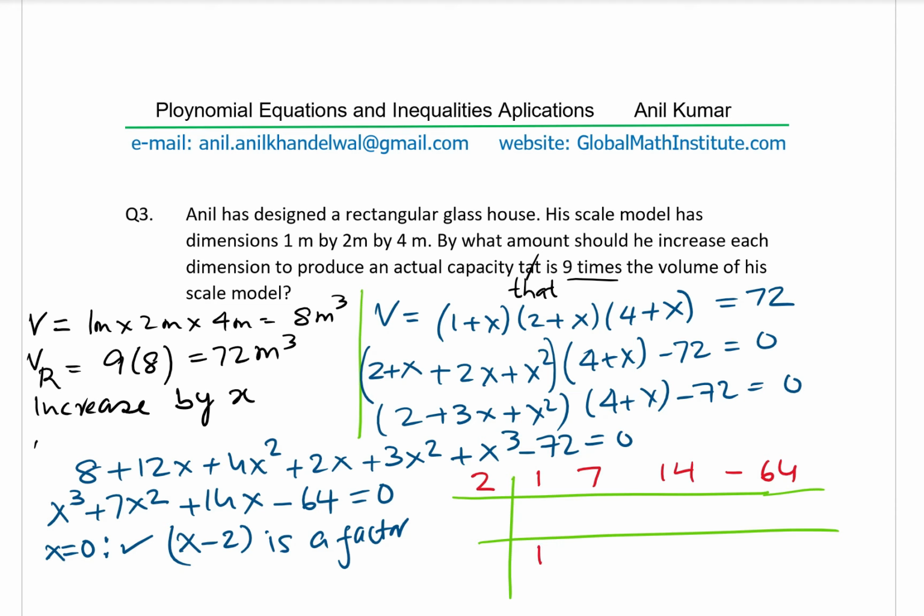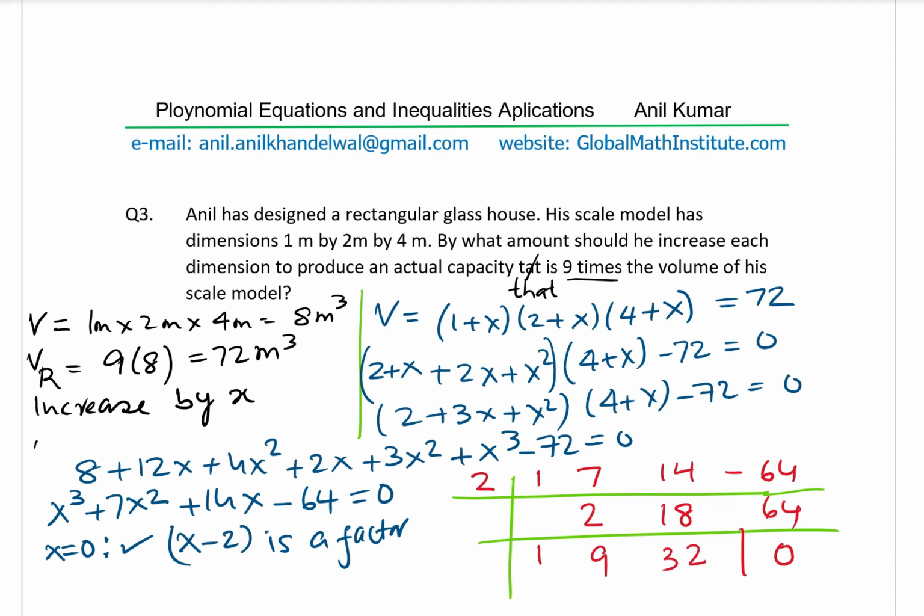So bring down 1, multiply by 2, you get 2. Add them, 9, multiply, you get 18. And then when you add them, you get 32. And when you multiply, you get 64, and you see that the remainder is 0. Correct? So we get this as a factor.